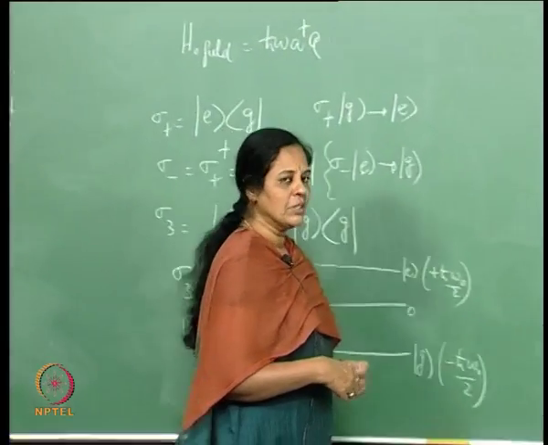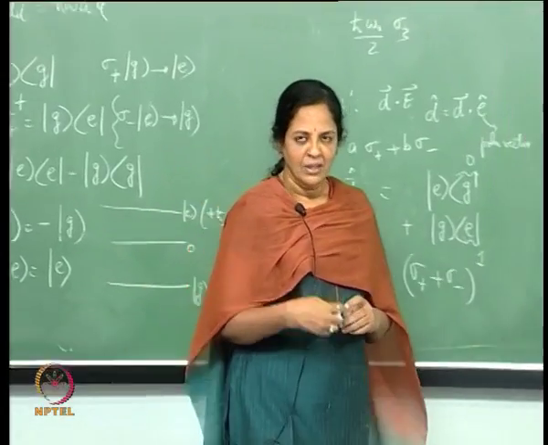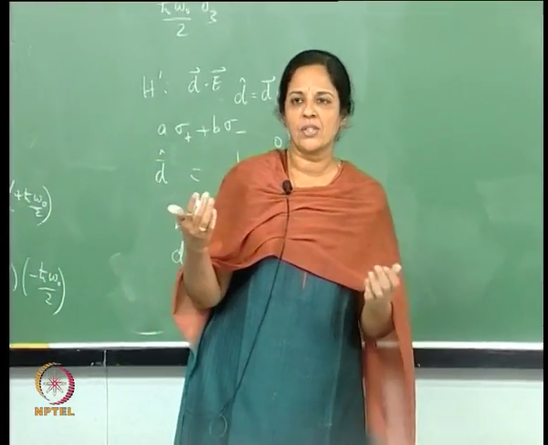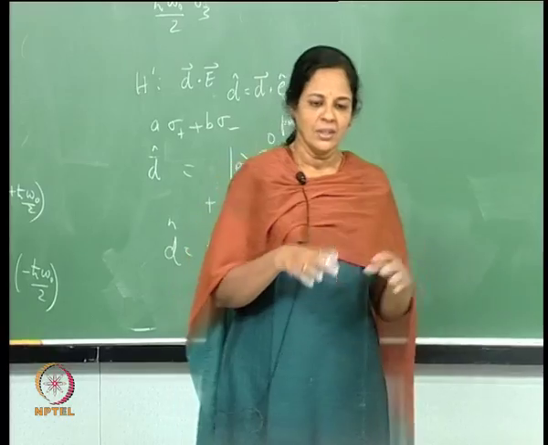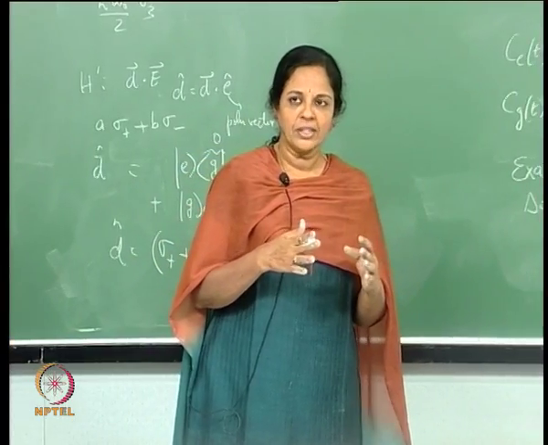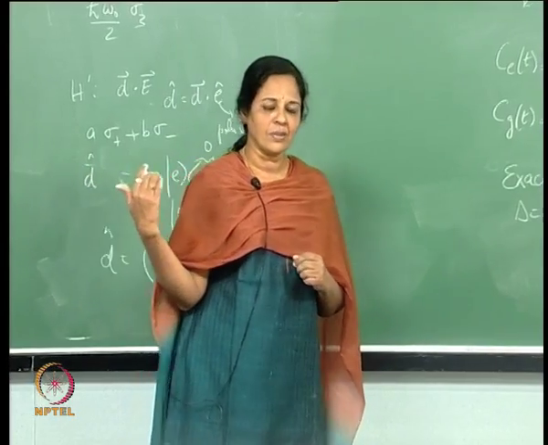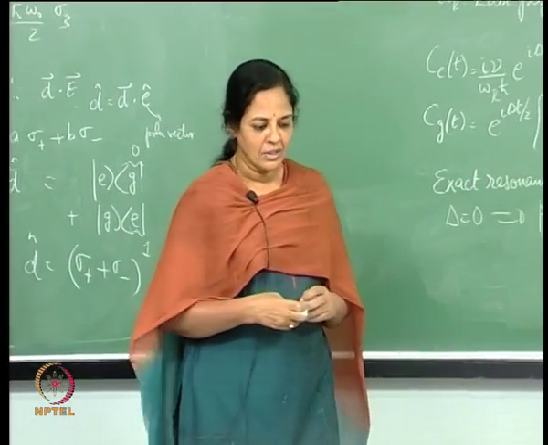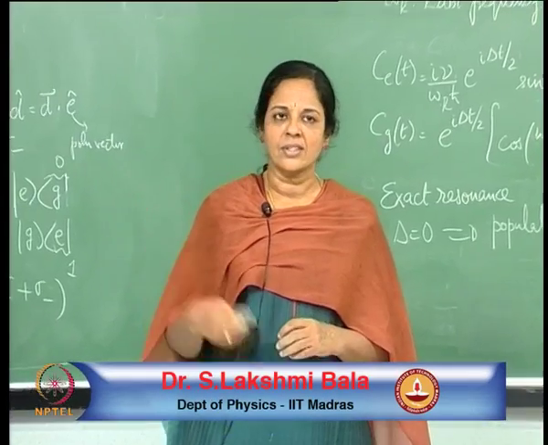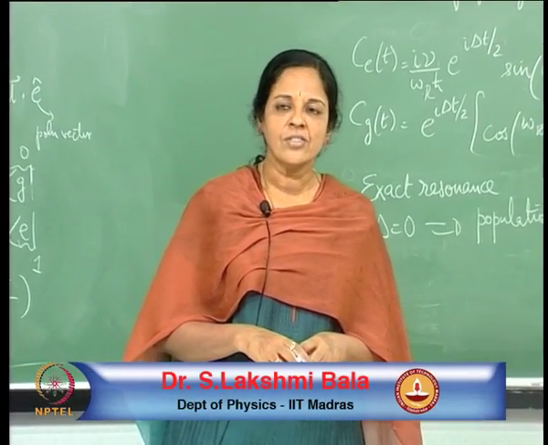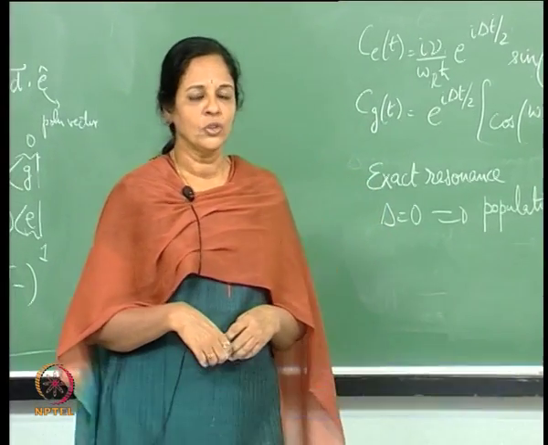I'll continue from here next time. In fact, I have given you the various parts of the Jaynes-Cummings Hamiltonian. There is a free radiation field, there is a free atom Hamiltonian, and then the interaction term. We'll proceed with the Jaynes-Cummings Hamiltonian tomorrow and look at the various interesting features that appear using this Hamiltonian.